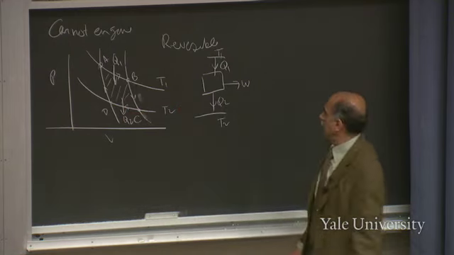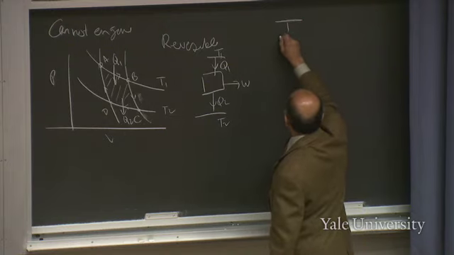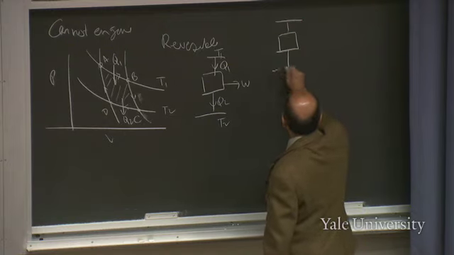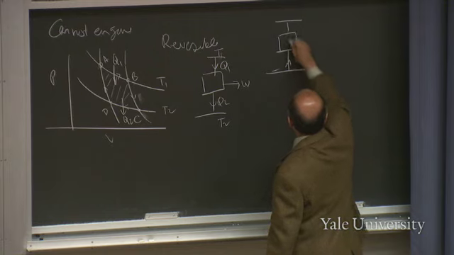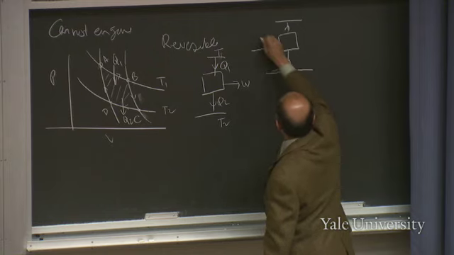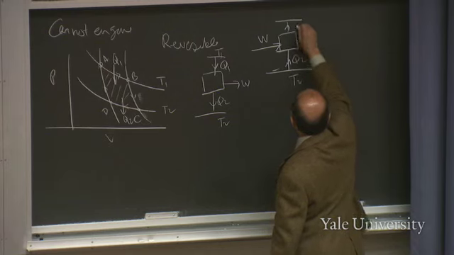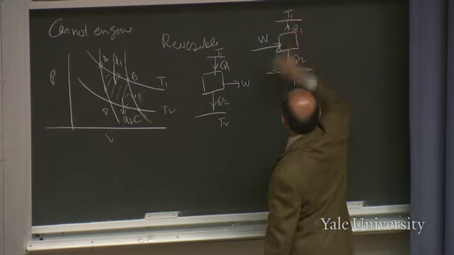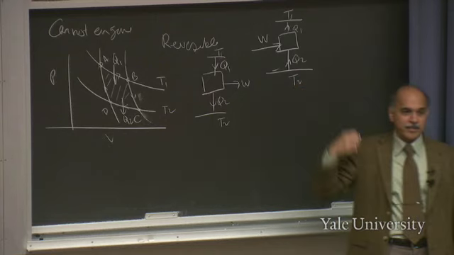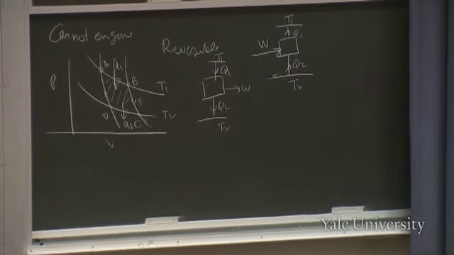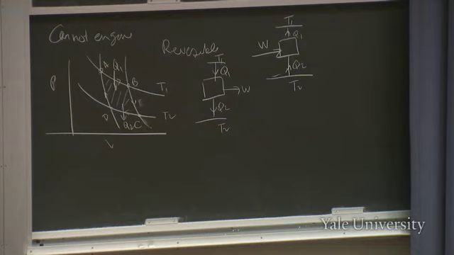If you run the Carnot engine backwards, let me show you what it looks like. Everything is backwards in the Carnot engine if you run it the other way. Some work is put in here, some heat Q2 is taken from the lower reservoir, and the heat Q1 is delivered to the upper reservoir. You know what that gadget is? That's a refrigerator. So in a refrigerator, that's what happens.